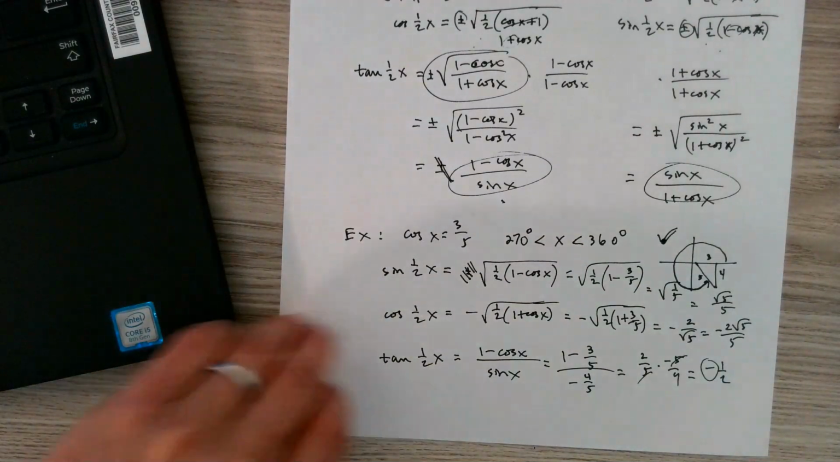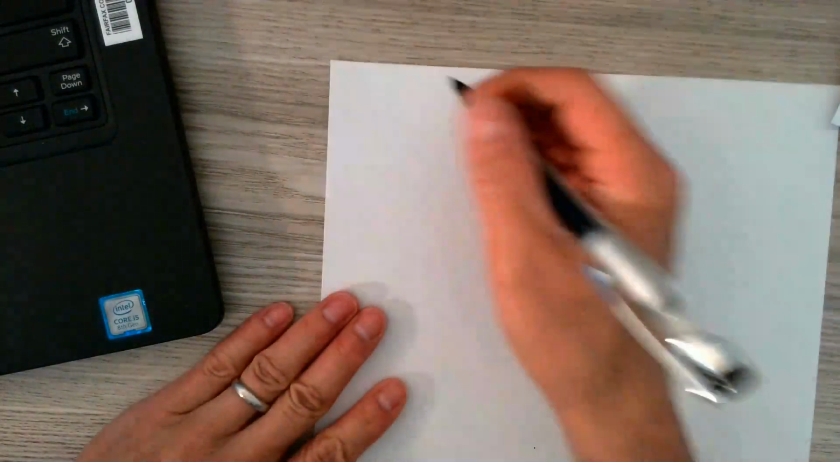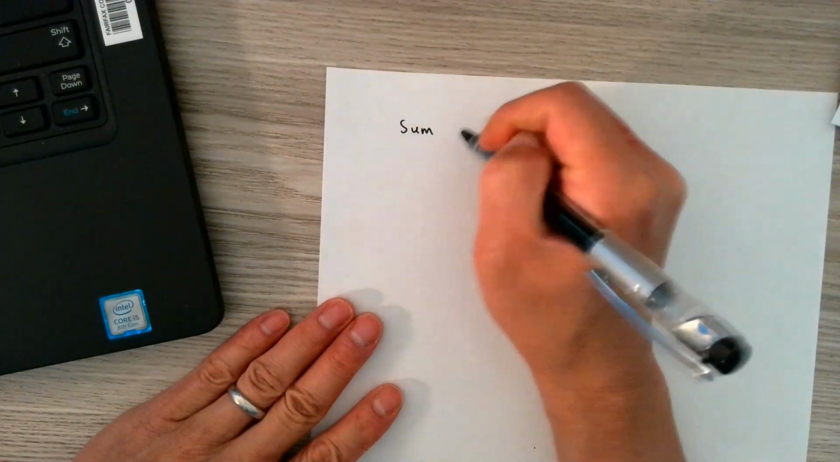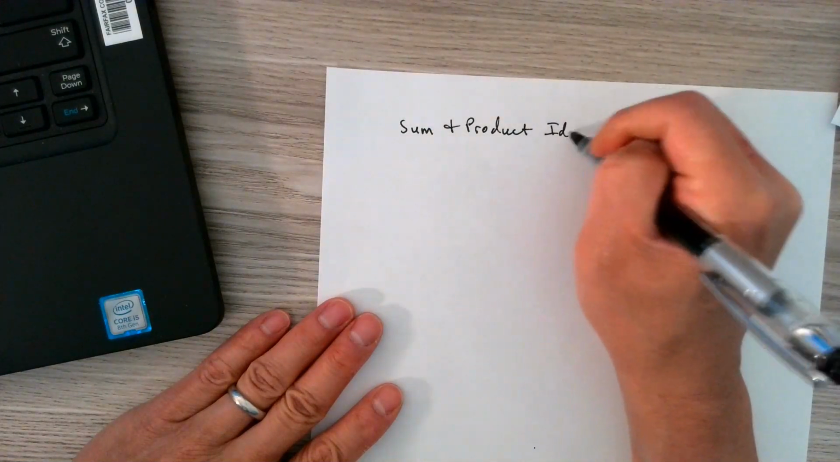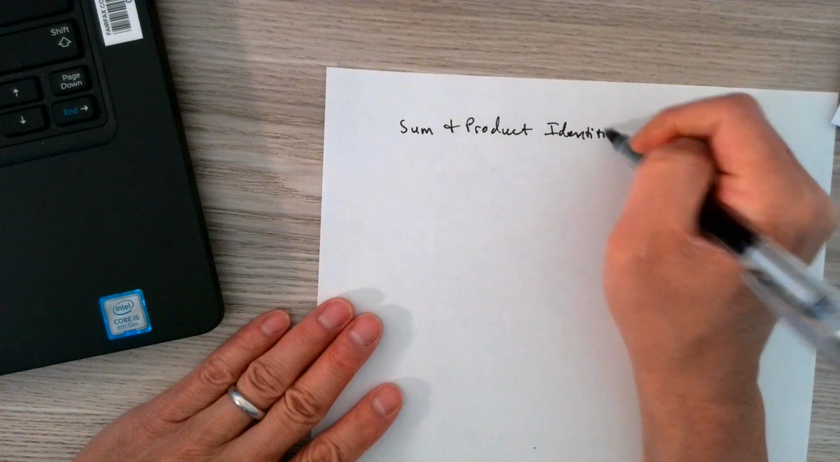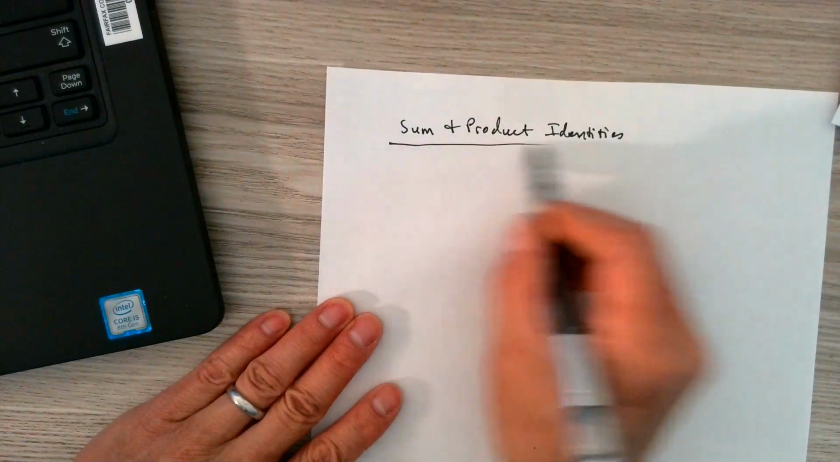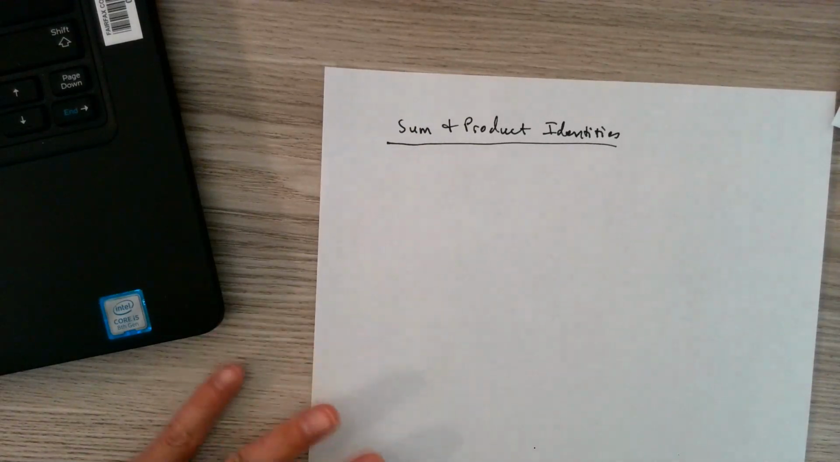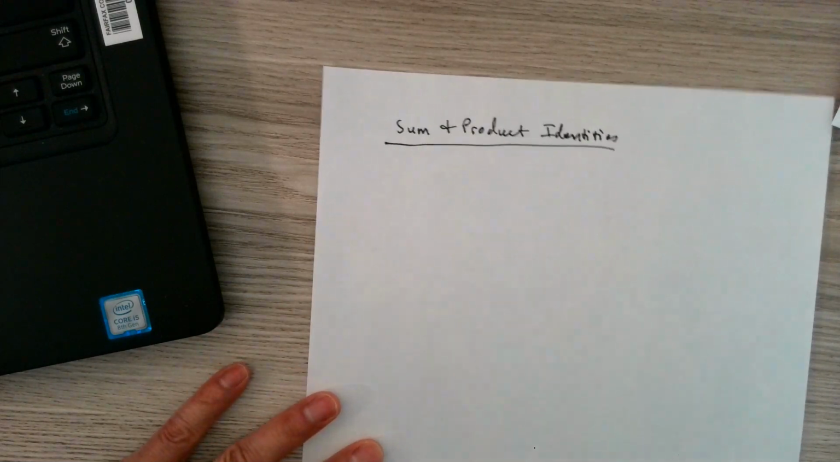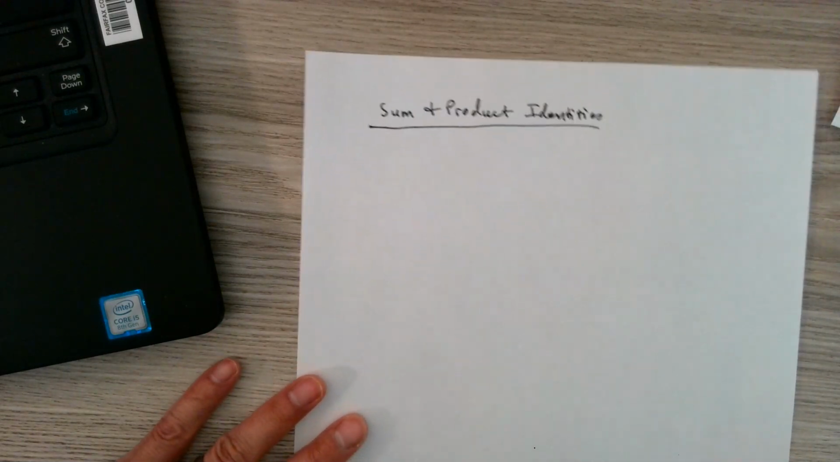Okay, now we move on to sum and product identities. Most people consider this group of identities their least favorite, including me. And that's because they're long, kind of hard to memorize. But the derivation is easy to understand, so memorization is not really necessary.